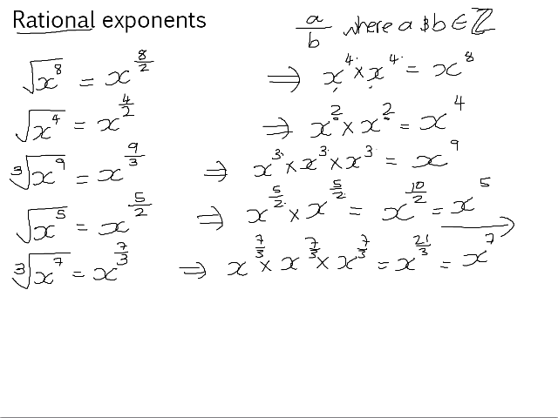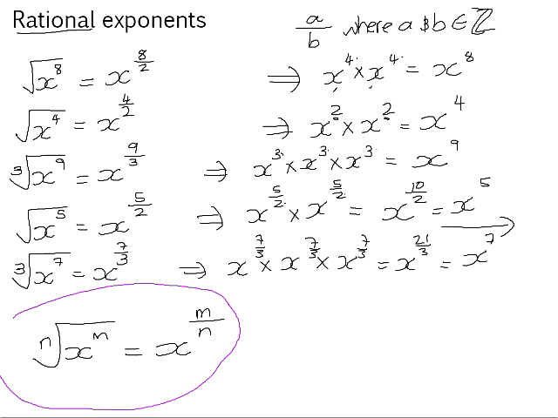Okay, so if we have a look at what's generally happening here, if we have the nth root of x to the power of m, and we want to find out what the value of that root is, we know it will be x to the power of whatever the exponent was divided by the type of root that we're looking for. Because the type of root tells us how many times we need to split that exponent up into equal parts. Okay, and that is your definition of a rational exponent. So you can go in both directions. If you've got a root, you can change it into a fraction exponent. And if you've got a fraction exponent, you can change it into a root.